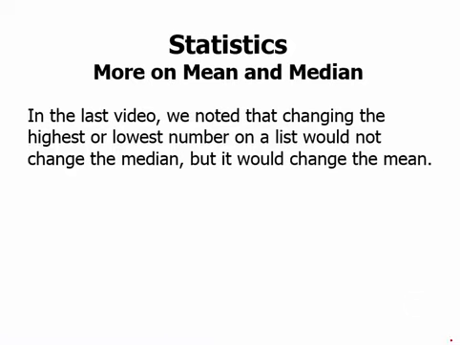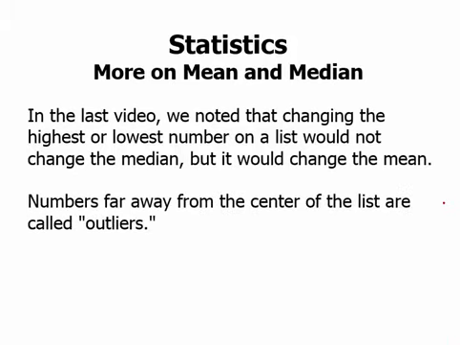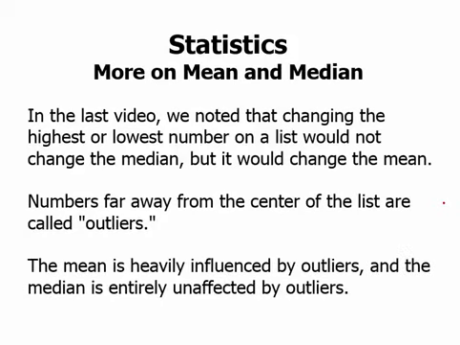More on mean and median. In the last video, we noted that changing the highest or lowest number in a list would not change the median, but it would change the mean. Numbers far away from the center of the list are called outliers. The mean is heavily influenced by outliers, and the median is entirely unaffected by outliers.